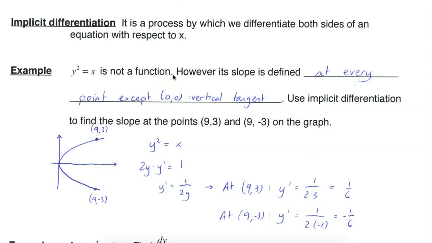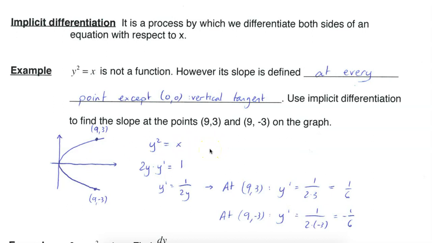However, even though y squared equals x is not a function, the slope is defined everywhere. In fact, it's defined almost everywhere. Here there's a slope, here there's a slope, and these are the slopes we're going to look for. The only place there is not a slope is at the origin. So the slope is defined at every point except 0, 0, because there's a vertical tangent. Because the slope is defined everywhere, we should be able to use derivatives to find what that slope is. And this is what we're going to do in this first example.